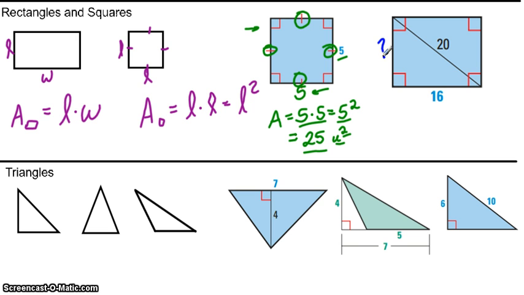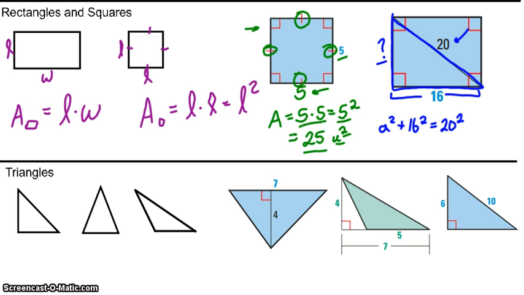In the next problem, we have a rectangle. Now it tells me that the base of that rectangle, the width, is 16, but it doesn't tell me what the length is. So how can I figure out what the length is? Well, it does tell me that this diagonal here is 20. Hey, I see a right triangle here. And I know that I can use Pythagorean theorem to find the third side, if I know 2 sides of a right triangle.